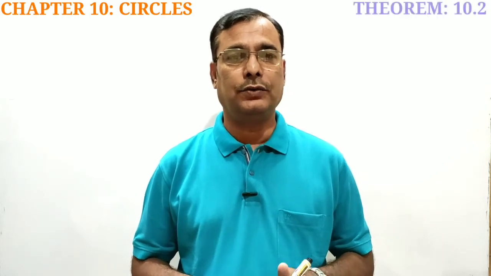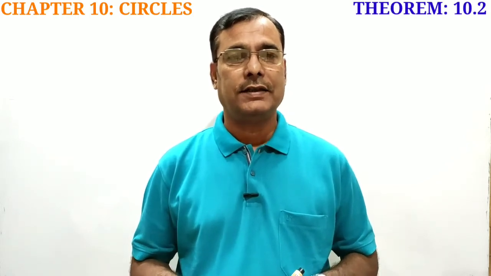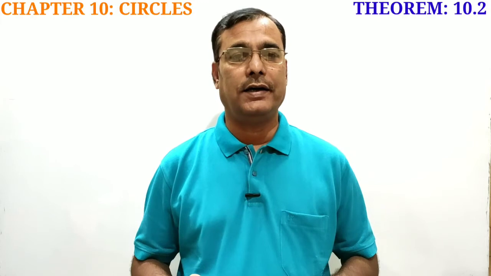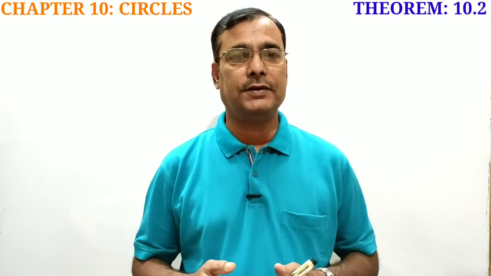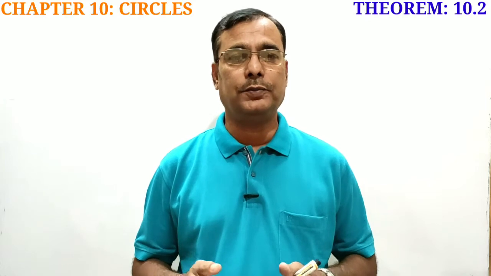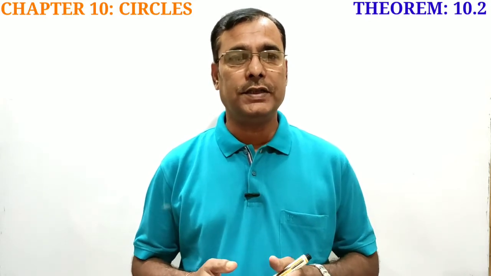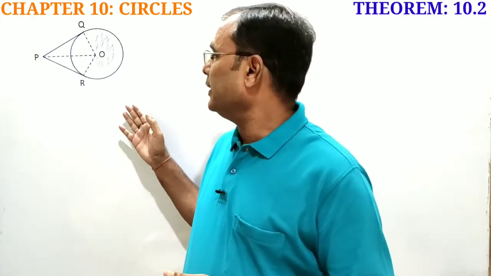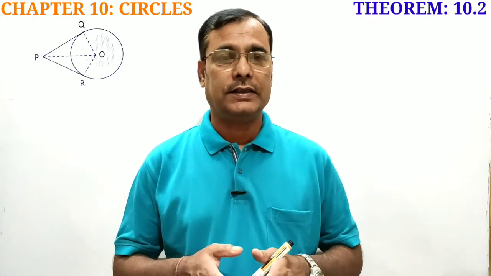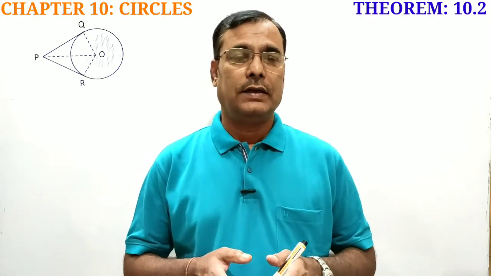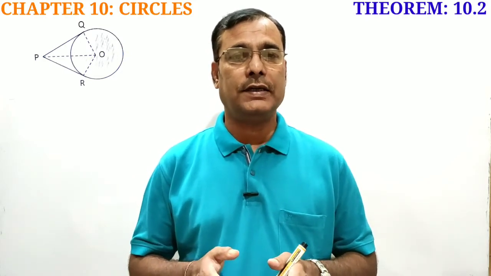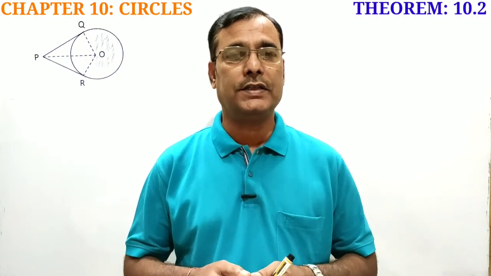The second important theorem of this chapter is theorem 10.2. This theorem states that the lengths of tangents drawn from an external point to a circle are equal. This is the statement of theorem 10.2, and we are going to prove this theorem. In order to prove this theorem, let's have a figure. In this figure, we are given a circle with center O, and PQ and PR are two tangents drawn from an external point P to the circle with center O.